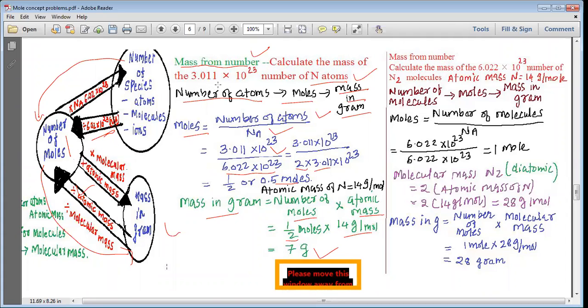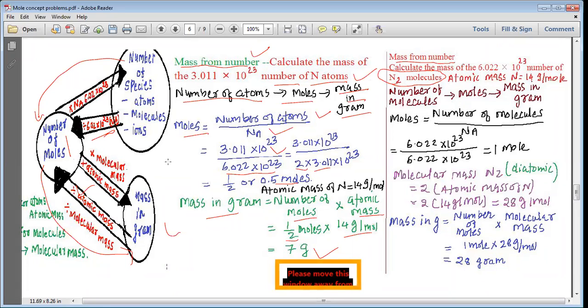If we have 3.011 into 10 to the power 23 number of nitrogen atoms, this number of nitrogen atoms weighs 7 gram. Now let us understand the next question. The next question is calculating mass from the number. It's the same kind of question, just instead of the nitrogen atom, here we take nitrogen molecules.